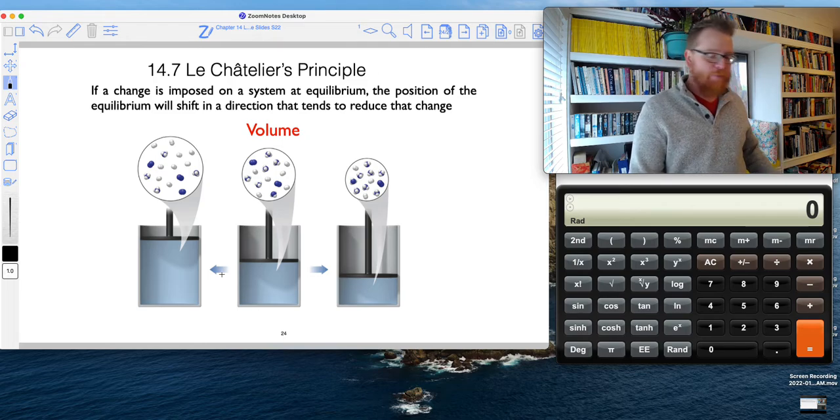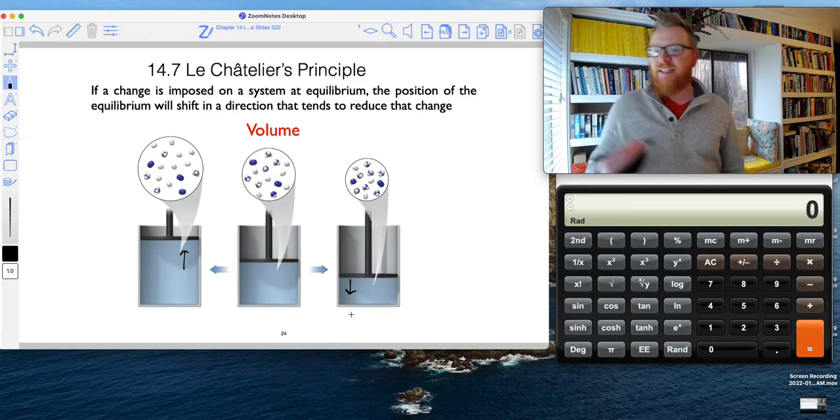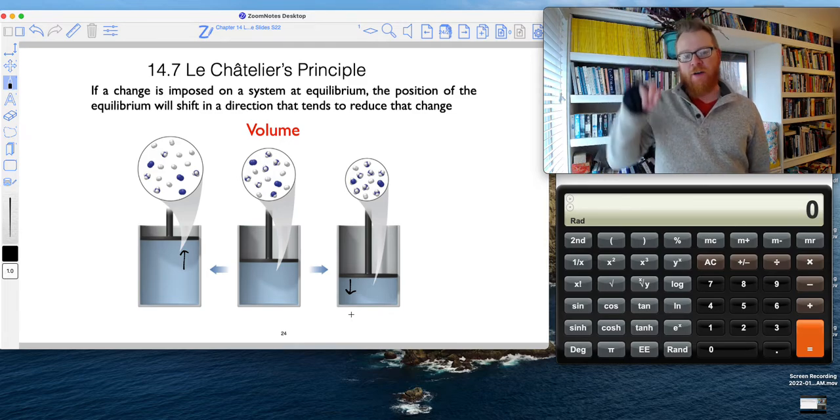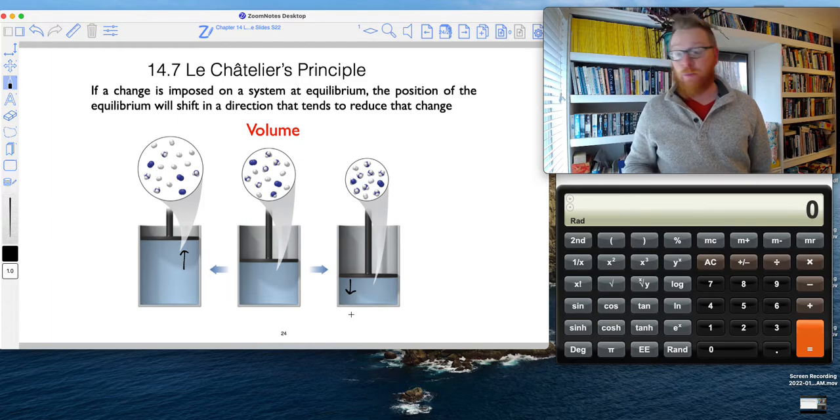And so this is pictorially showing you what's going on. We can imagine if we had some type of piston where we either expanded it or compressed it, we're going to see equilibrium change in this system as a result of changing the volume of that piston.